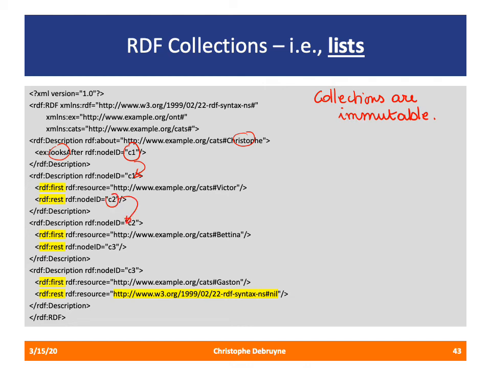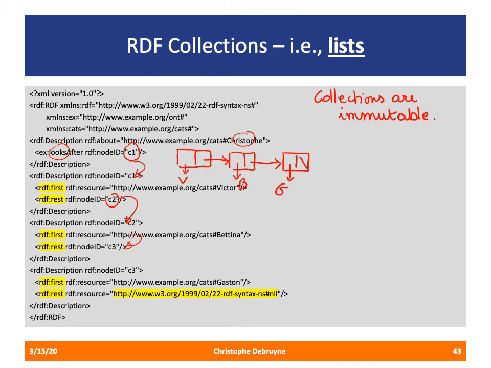And if I look at C2, the blank node with blank node identifier C2, I see that the first is Bettina, and the rest is declared elsewhere. And if I were to look at that resource C3, I see that the first is Gaston and then the rest is nil. This looks as follows. So I have Victor, and then this one points to another construct. This one is Bettina, and this one looks at another construct. This one is Gaston, and this one is empty.